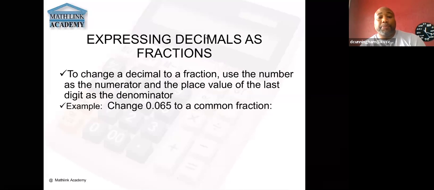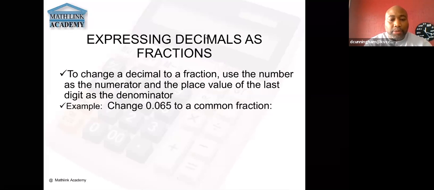Now let's look at expressing decimals as a fraction. So now we're converting the decimal value to a fraction. Now to change a decimal to a fraction, use the number as the numerator and the place value of the last digit as the denominator. So for example, let's look at what we have here.